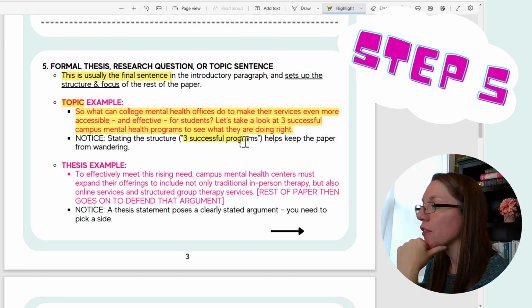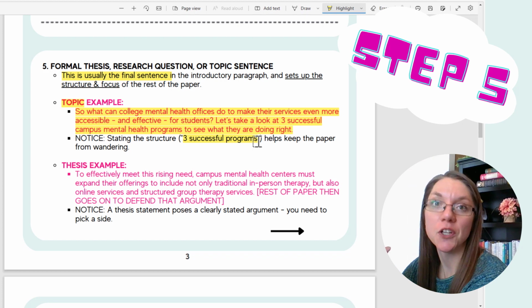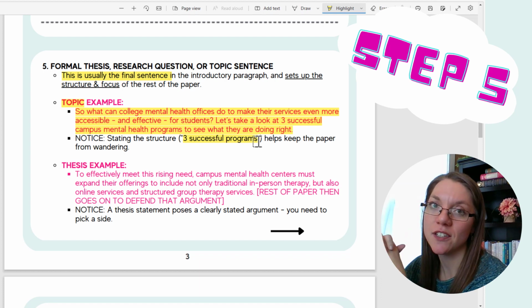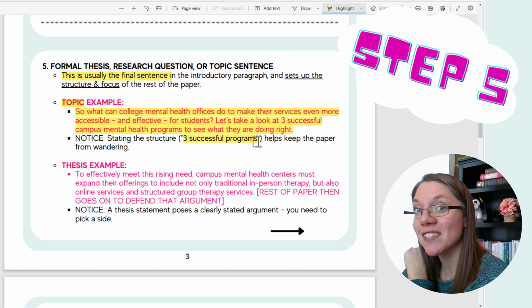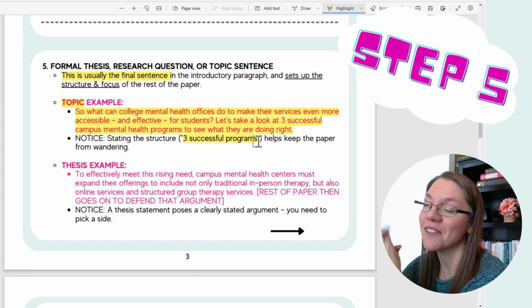Notice that 3 successful programs help give structure to your paper. You know exactly where you need to go. Your reader knows exactly where you will be going. And this makes it so much easier, both for you in the writing process and for the reader as they are reading, or in the case of your prof, grading.